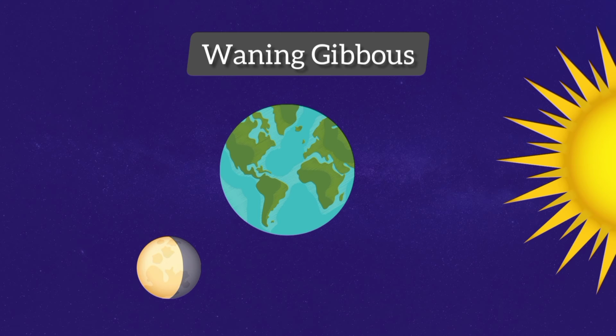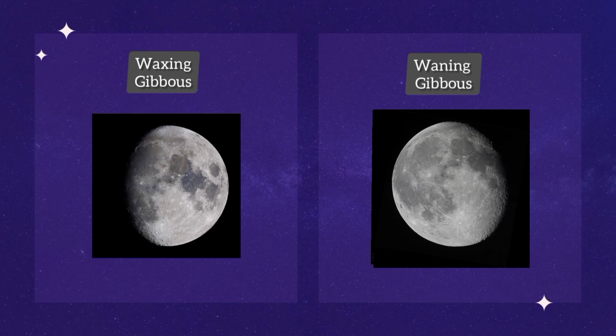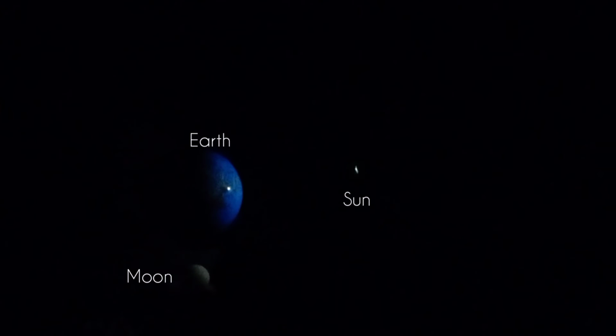Wait, we've seen another gibbous phase before, right? That is a waxing gibbous. Yeah, these two are almost similar, but the difference is in the position of the dark part, because the moon is constantly moving. After that, the moon turns to the last quarter phase.